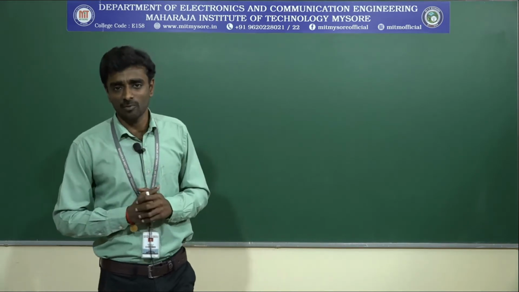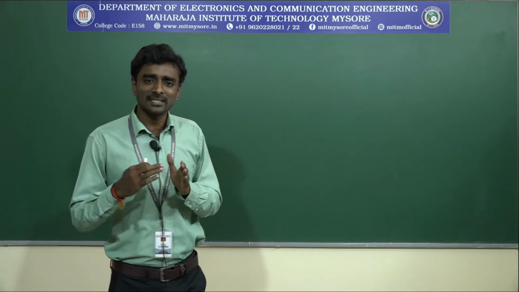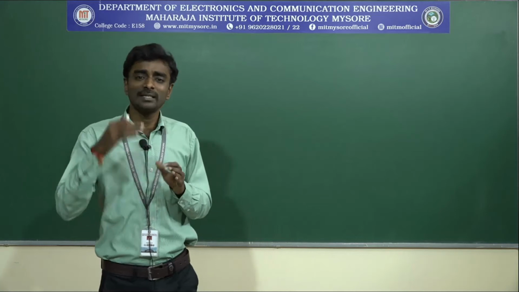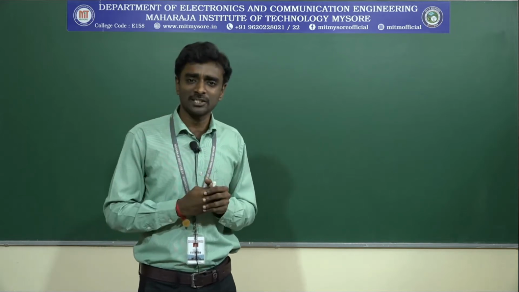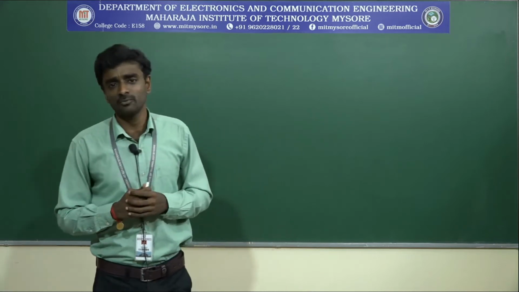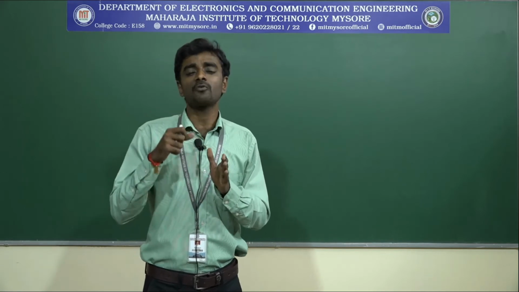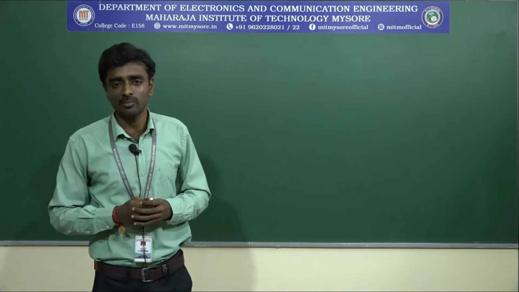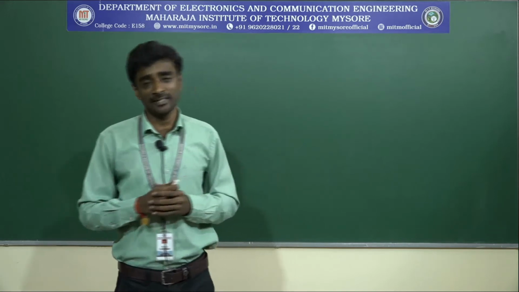In natural commutation, your thyristor will automatically turn off. It will move from the on state to the off state by itself, that is naturally, where we are not forcing your thyristor to move from the on state to the off state. But in forced commutation, as the name says, you are forcing your thyristor to change its state from the on state to the off state. That is called forced commutation, which can be classified into different groups.